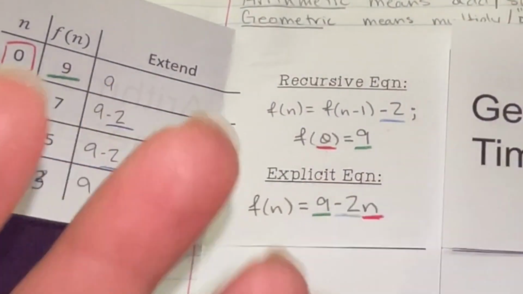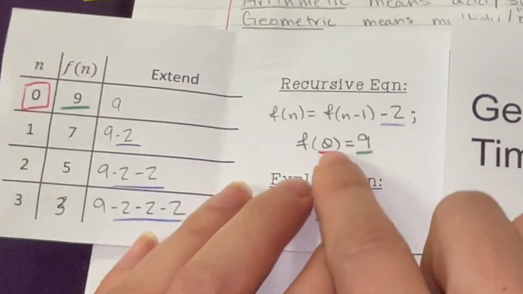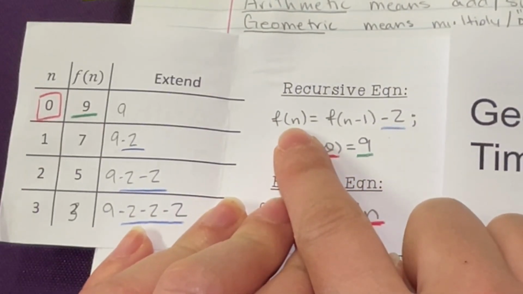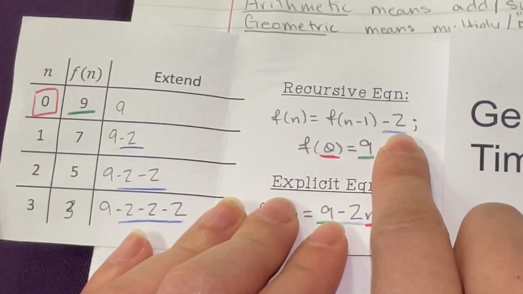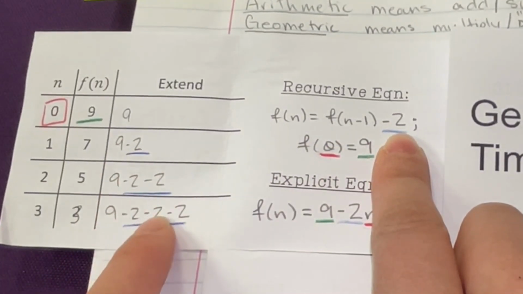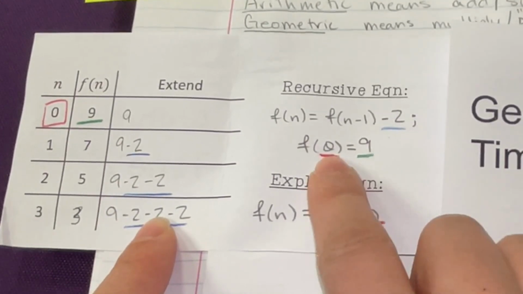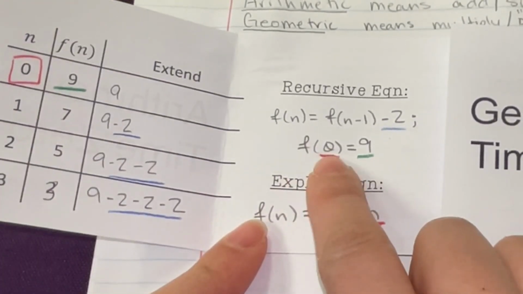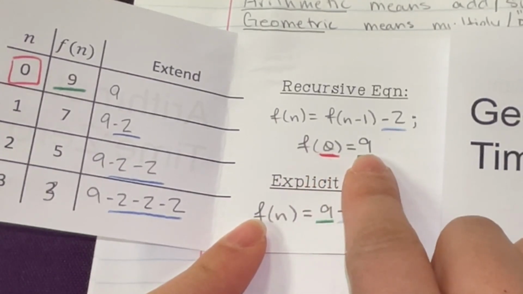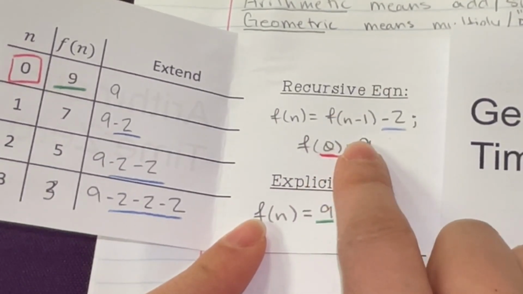So when we write the recursive, which we've already seen before, the recursive always starts as f of n equals f of n minus 1. We subtracted 2 as we went down our table, so that's why I have this underlined in blue. And then you have to give what you started with. We started with 0 and 9, so we have to write f of 0 equals 9. Okay, so that's how the recursive goes.